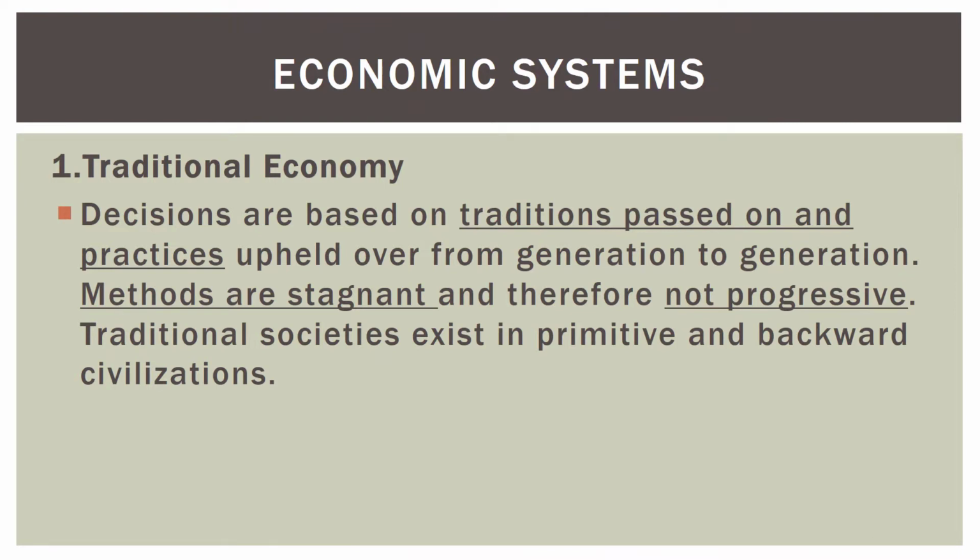Economic systems. First, traditional economy. In traditional economy, decisions are based on traditions passed on and practices upheld from generation to generation. Methods are stagnant and therefore not progressive. Traditional societies exist in primitive and backward civilizations.